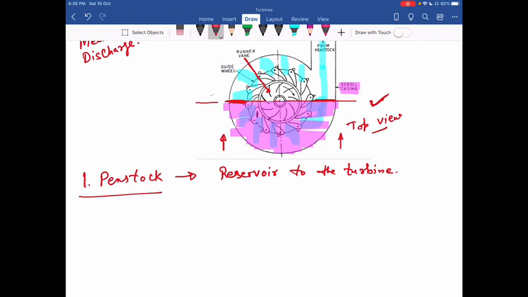Now another important part of the Francis turbine is the casing. So we have a special type of casing here that we call spiral casing or scroll casing.